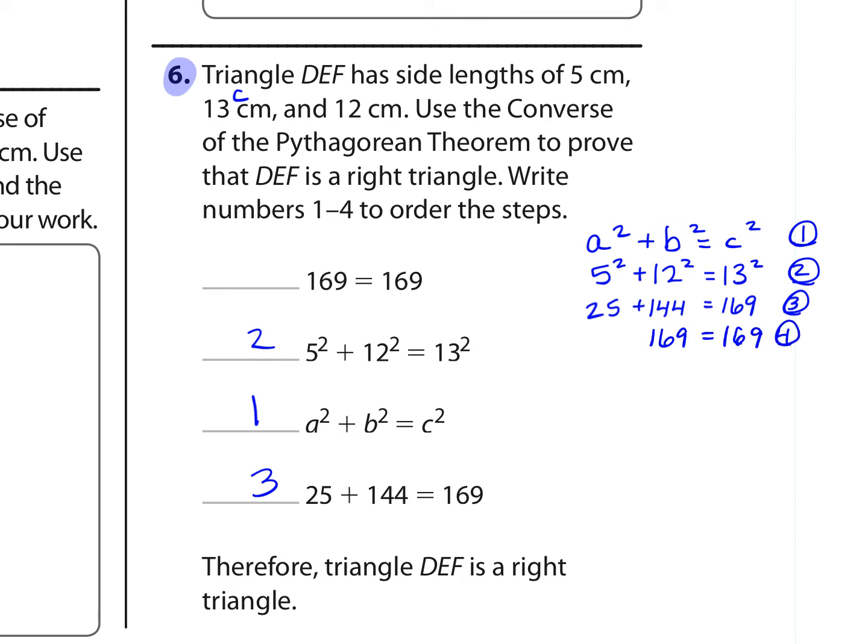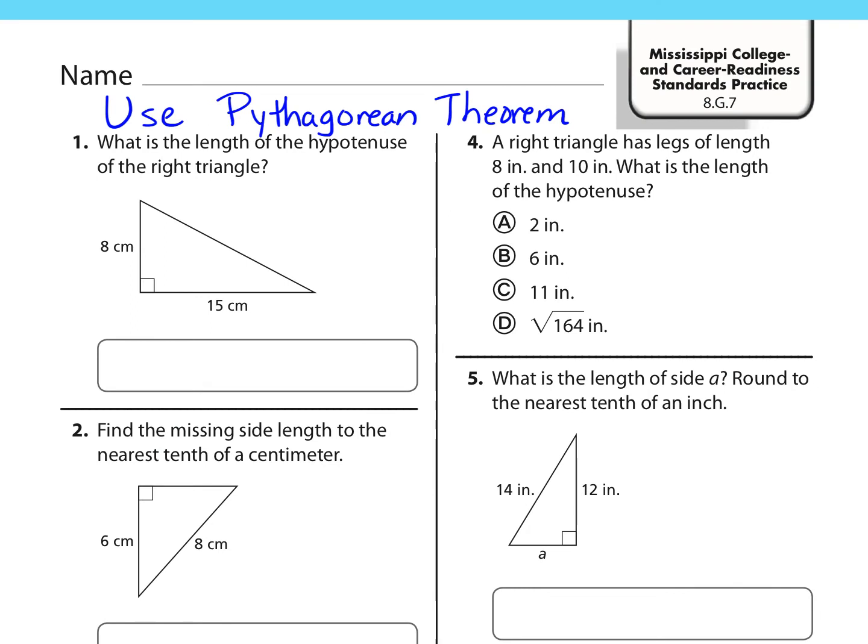And that is true, and that was our fourth and final step. And so therefore, it is a right triangle. Standard 8.G.7, and these are problems that just use the Pythagorean theorem.